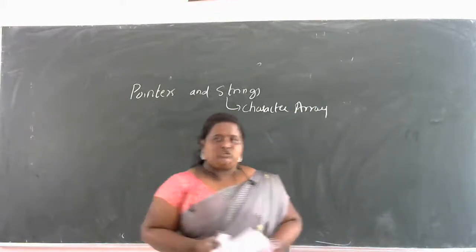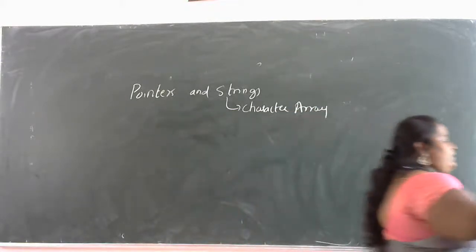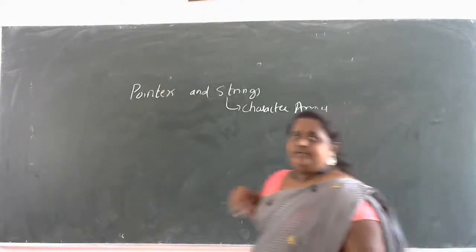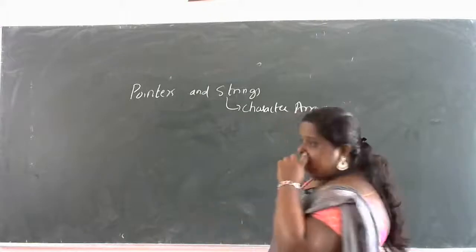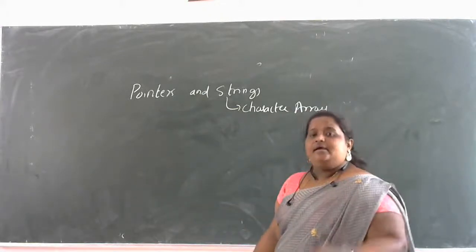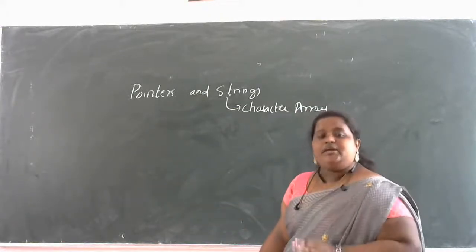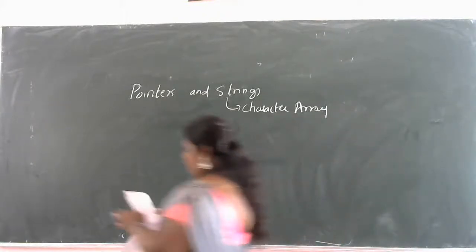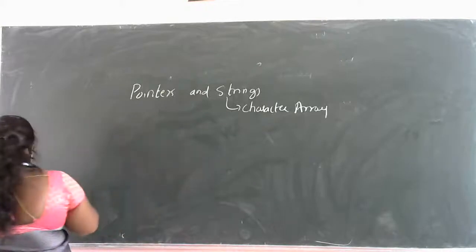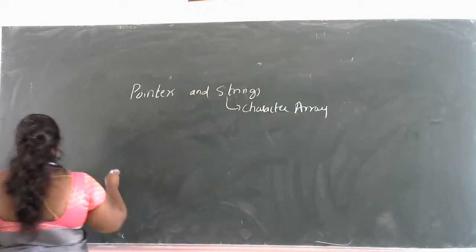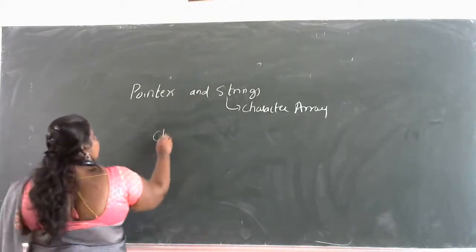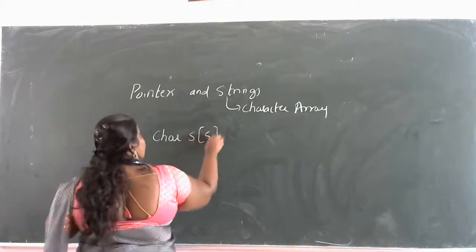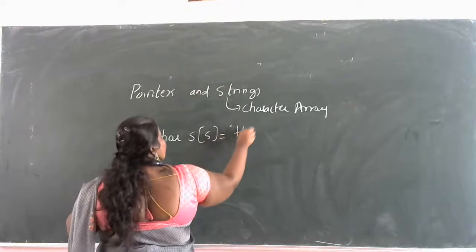Pointer, you know the definition of pointer. Pointer is a variable used to store the address of another variable. What is string? String is also an array. What type of array is it? It's a character array. For example, char s of 5 equal to hello.